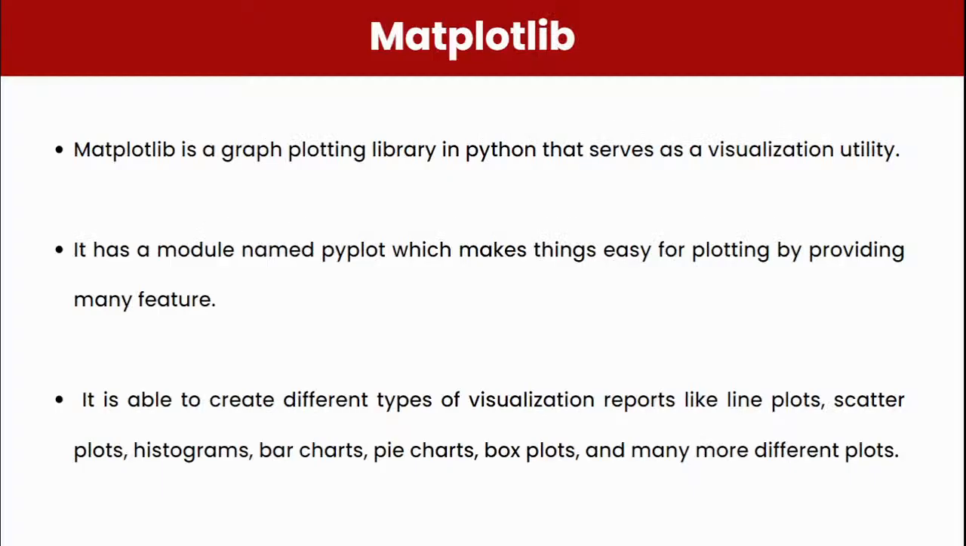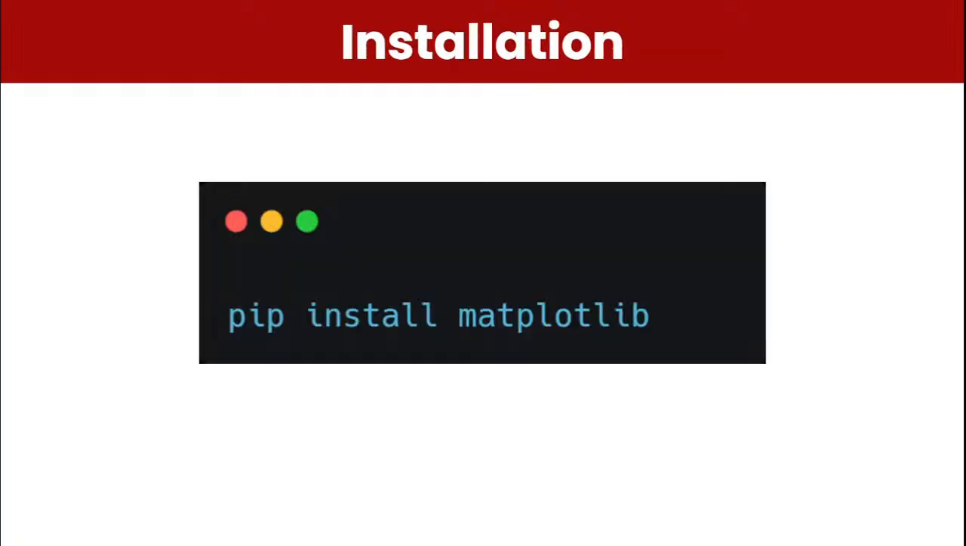Okay, so Matplotlib is a library from Python. It is a graph plotting library in Python that serves as a visualization utility, and it has a module named PyPlot which makes things easy for plotting by providing many features, and it is able to create different types of visualization reports like line plots, scatter plot, histogram, bar charts, pie charts, box plot, and many more different plots. Okay, so for installing it, you have to go with pip install matplotlib. Okay, so this is the command to install the Matplotlib library.